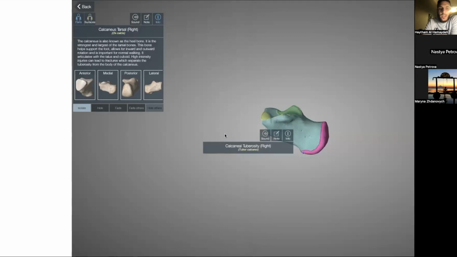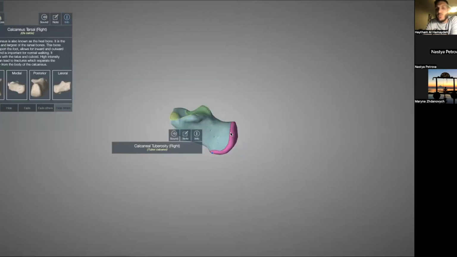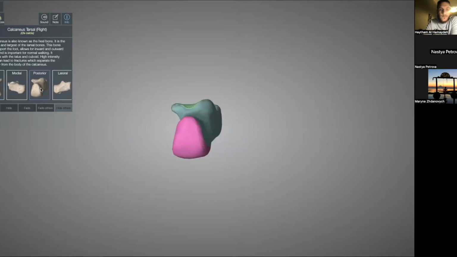Could you please repeat the posterior calcaneus aspect? Yes, the posterior aspect of the calcaneus is marked by the calcaneal tuberosity. So the posterior aspect protrudes backwards and ends with the calcaneal tuberosity, where the Achilles tendon attaches. That's the point. This is where it attaches.